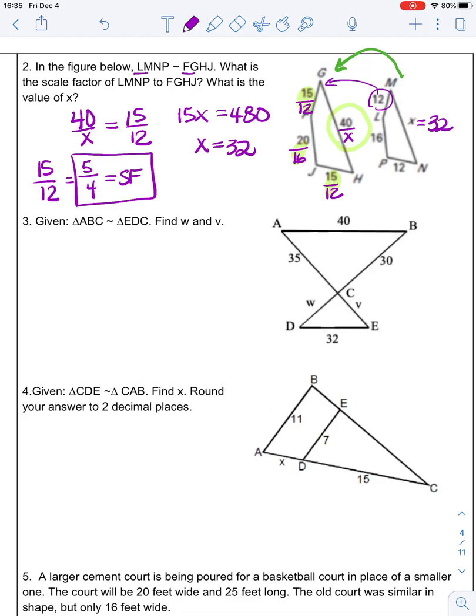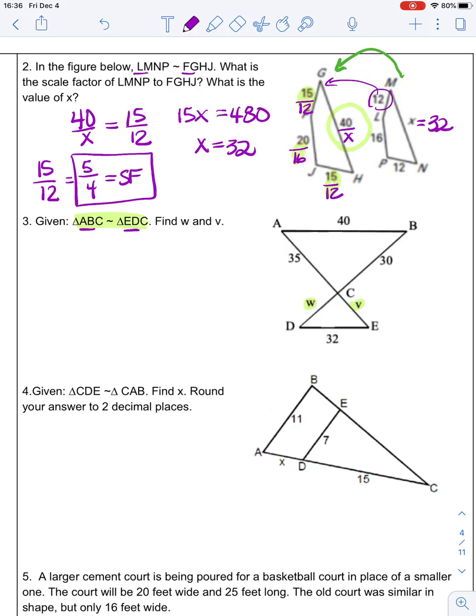Now, when you set this up, I don't have any real way. Earlier I said match up small with small, medium with medium, large with large. Here's the problem. I don't know what those are because I don't have any measurements for them. So you have to use your similarity statement in order to match these up. So here's what you want to do.